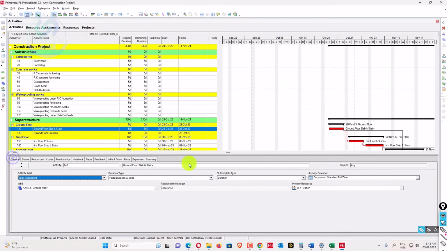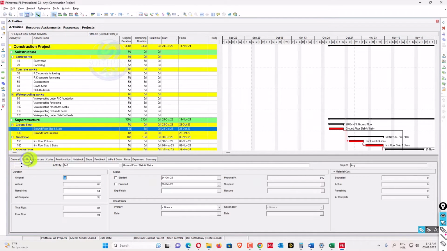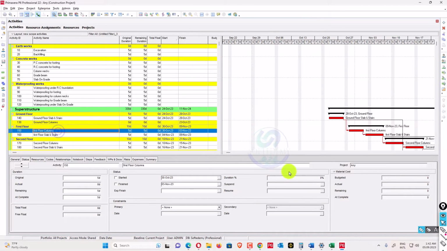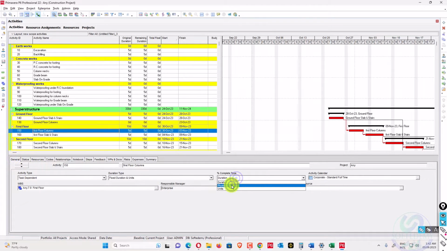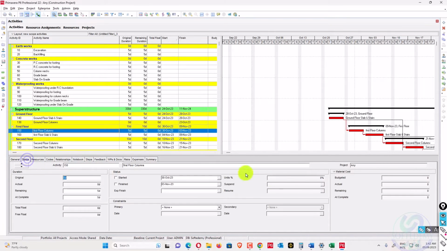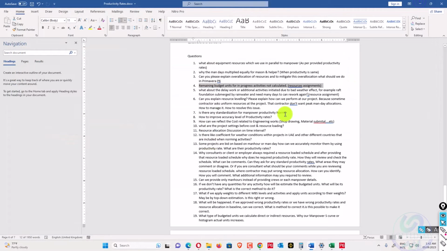So if you have applied physical here, your remaining units for in progress activity will not be updated, because whenever you update physical percent complete for any activity here, unit percent complete will not be updated. So that's why units percent complete will not also update your remaining units. So you have to do it like that one. If you are updating physical percent complete here, you have to update the unit percent complete similar to the physical percent complete. So if you have done 10% physical here, you also have to do 10% for units.